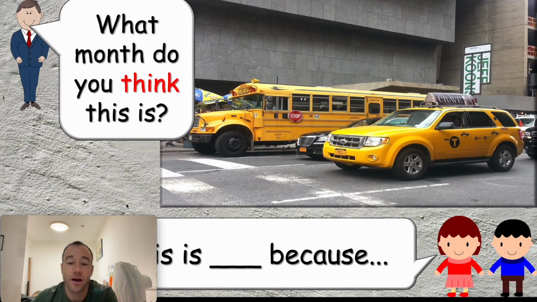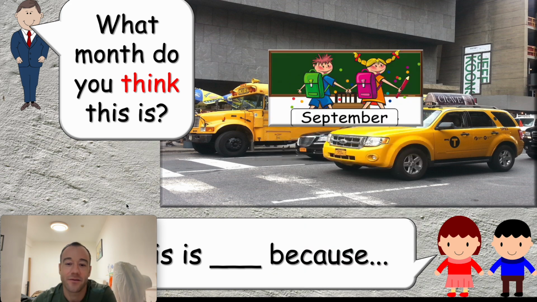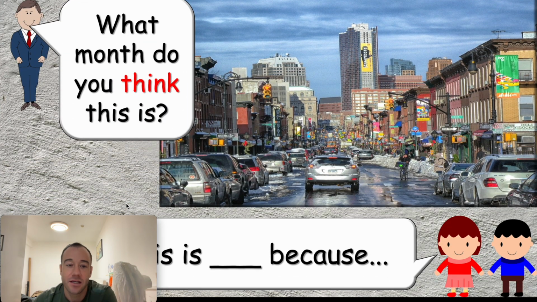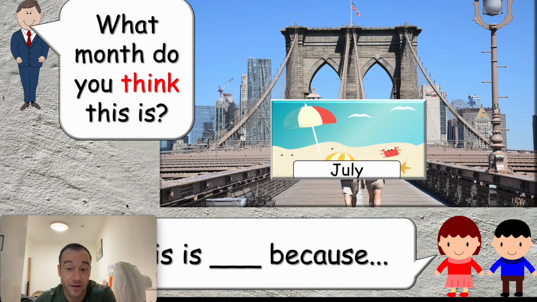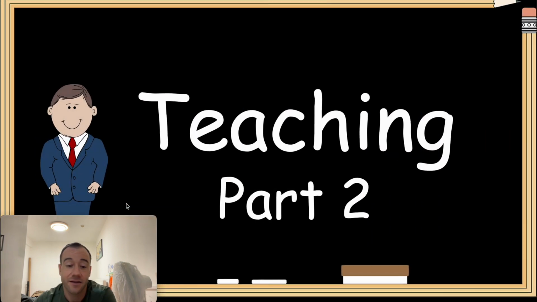Okay, one by one. There's different clues here. There's school buses. Okay, when would there be school buses? And yeah, they would figure out September. Okay, same thing here. Rinse and repeat through the rest. For one like this, they can look at the clothing that people are wearing and determine that it's summer. It's hot outside. So what month is it? Okay, it's July. Okay, and let's go on to the next part of the lesson.